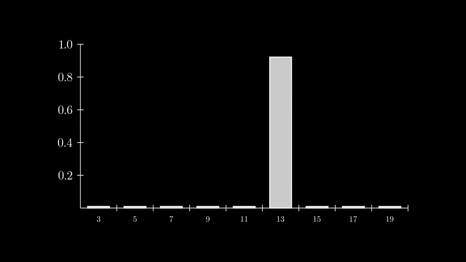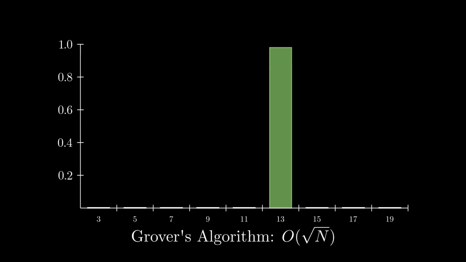However, what if instead of just uniformly sampling elements until we find what we're looking for, we instead alter the underlying distribution over elements, such that the probability of sampling one of the elements we want is significantly increased? This is the principle behind Grover's algorithm, and it allows us to solve the search problem using O of root n calls to a function that checks if a given element is what we're looking for.